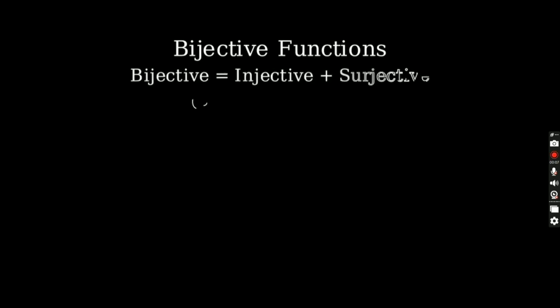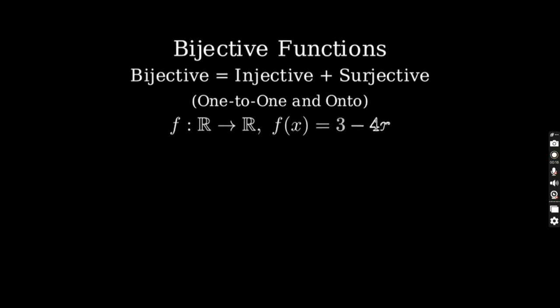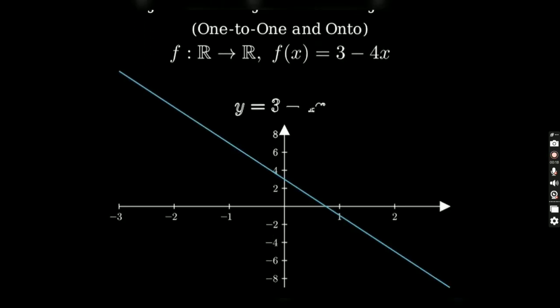Let's understand what makes a function bijective and analyze the function f(x) = 3 - 4x. A function is bijective if it is both injective, or one-to-one, and surjective, or onto. Let's first look at our function. We have f(x) = 3 - 4x, mapping from the real numbers to the real numbers. Let's visualize this linear function.